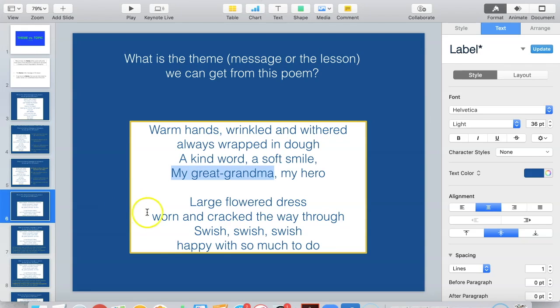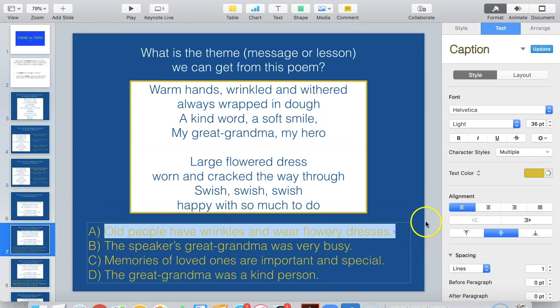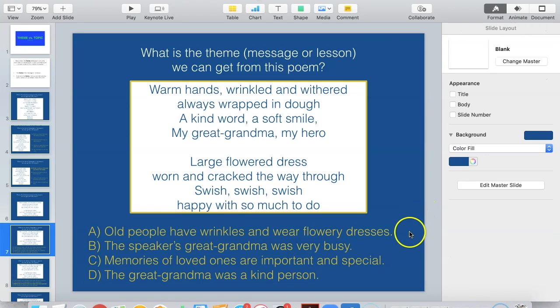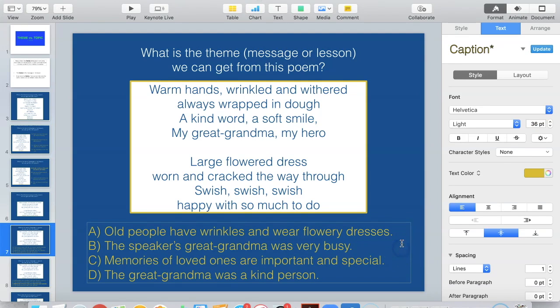Okay, so the topic is the grandma, but let's think about the theme. So could this be the theme? Old people have wrinkles and wear flowery dresses? No, that's not a theme. How about this one? The speaker's great-grandma was very busy. Well, it basically says she's busy, she's happy with so much to do, but is that the lesson? Is that the big message of the poem?